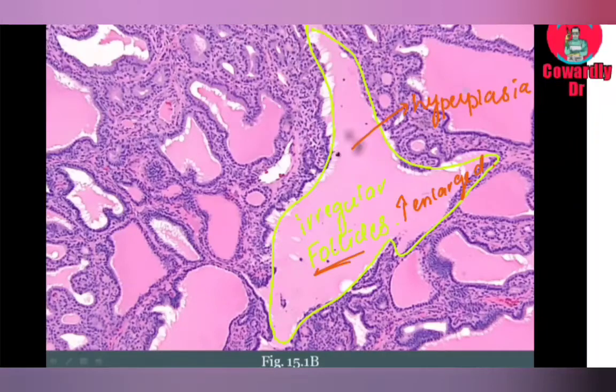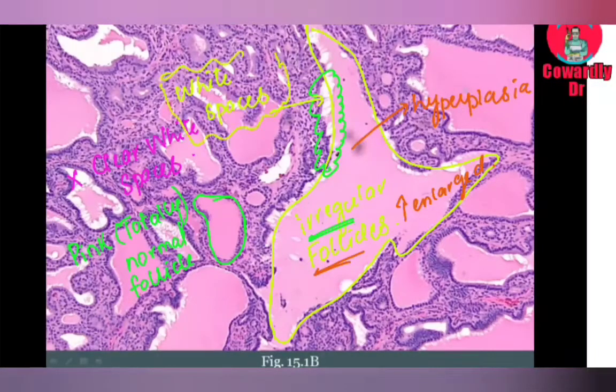Now one important thing which we will discuss is here we can see a normal follicle. It is pink totally, and we can't see any clear white spaces, whereas in this irregular follicle we can see some white spaces here. Now these white spaces are abnormal, and due to these white spaces it is known as scalloping of colloid.